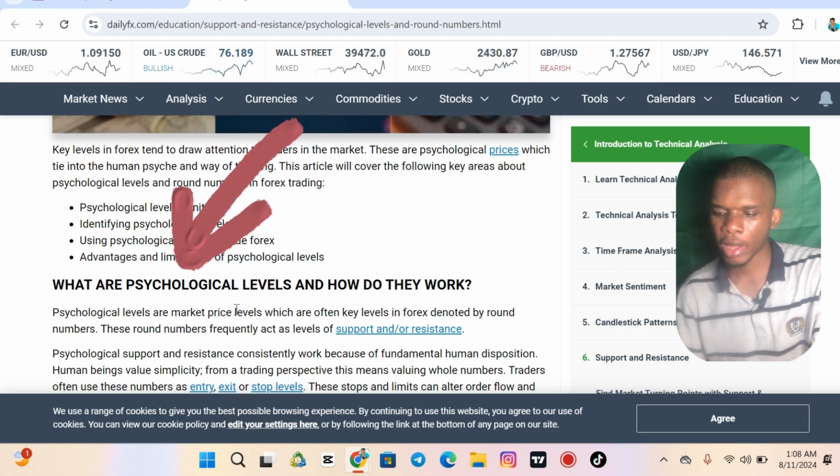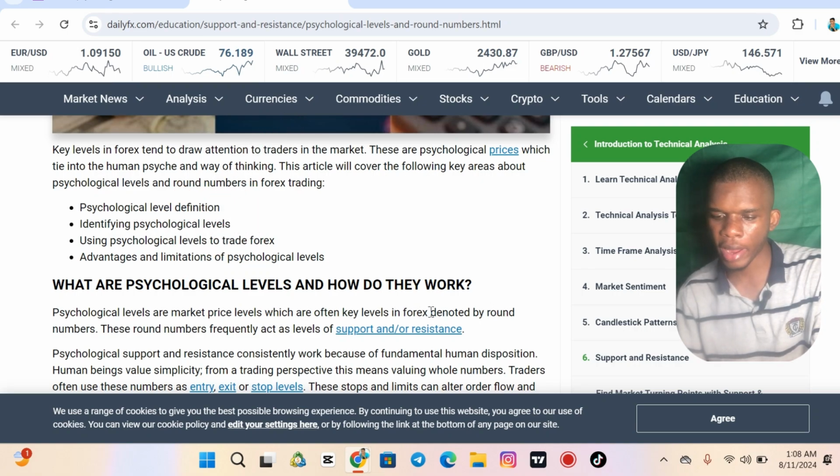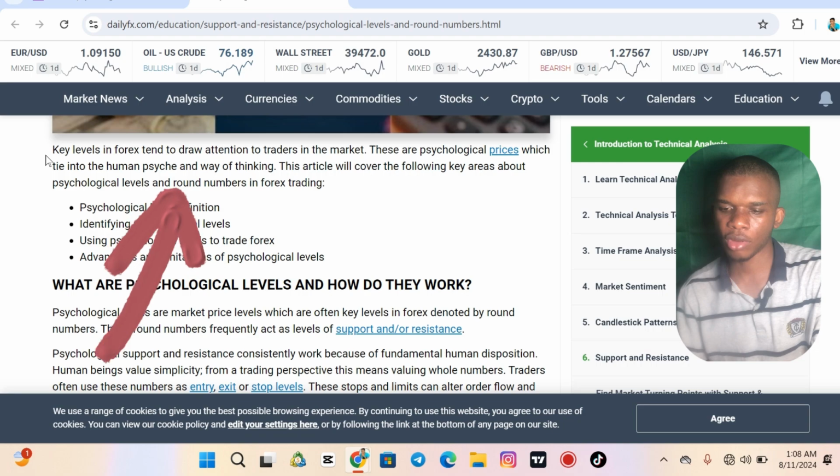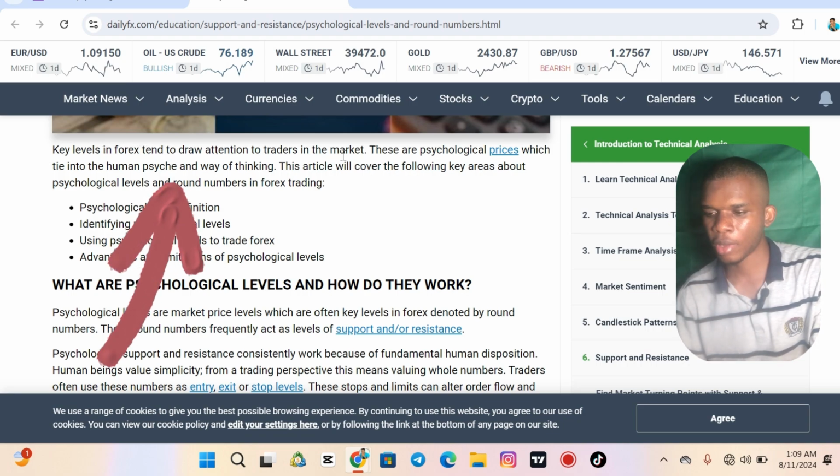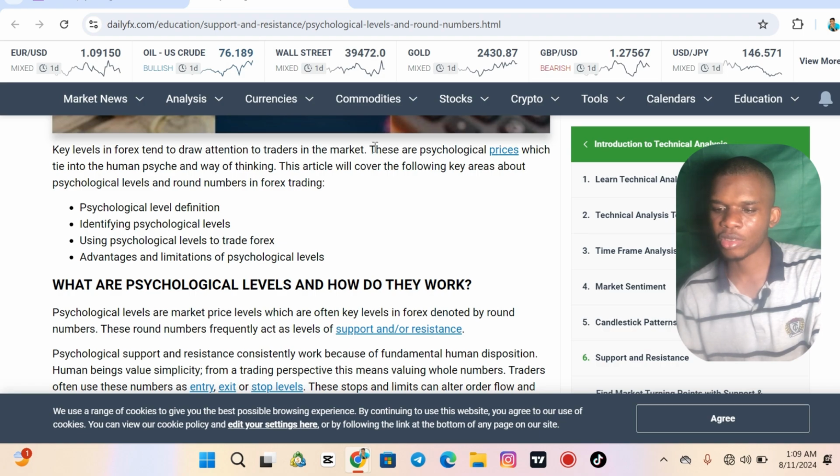Psychological levels are market price levels, which are often key levels in forex, denoted by round numbers. These round numbers act as levels of support and resistance. As you can see here, key levels in forex tend to draw the attention of traders in the market. These are psychological prices which tie into the human psyche and way of thinking.